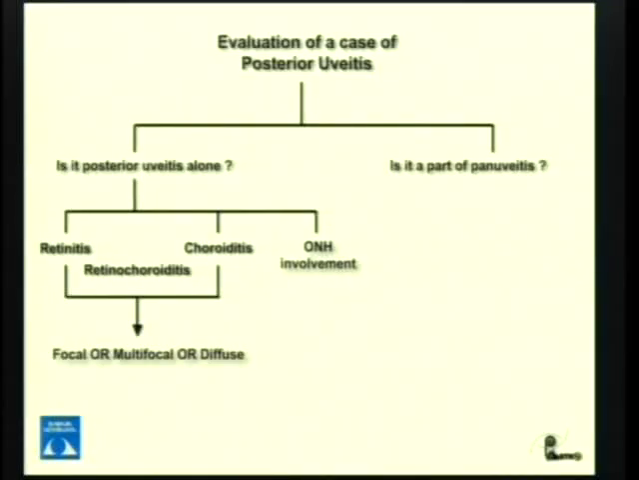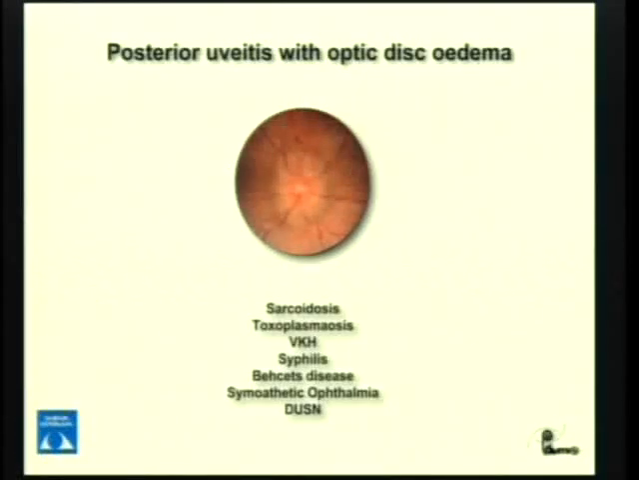So once this evaluation is complete, the next important step is to see whether there is optic nerve head involvement or not. If the optic nerve head is involved, then think about sarcoidosis, toxoplasmosis, VKH, syphilis. Remember, this can present as panuveitis also.